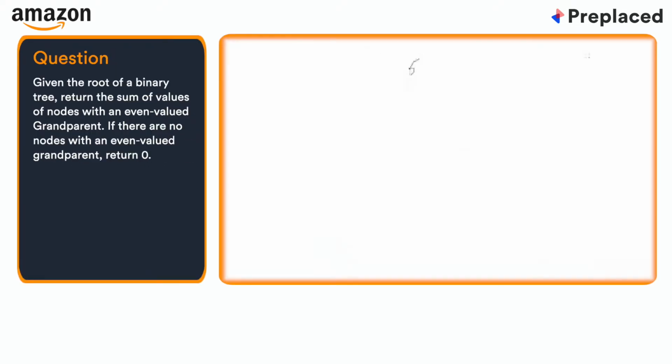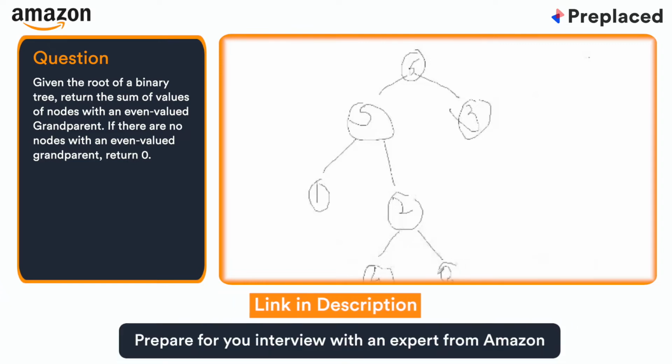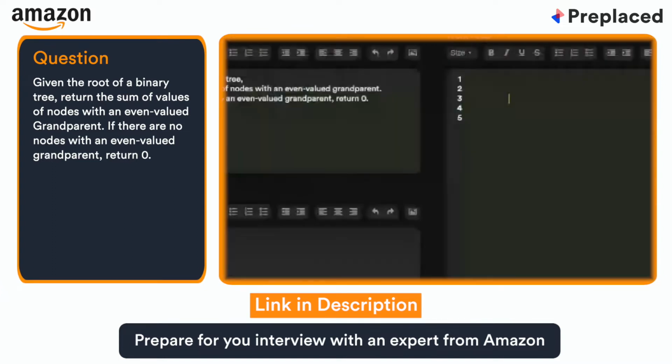Let's say I have six, maybe five, maybe three, one here, two, four, and eight. Okay. So the question says, given the root of the binary tree, return the sum of values of nodes with even valued grandparent. If there is no value, return zero.